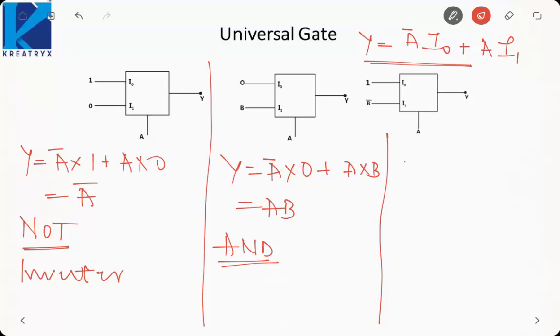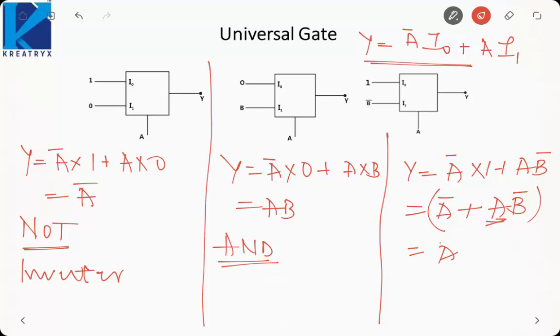Now if I implement the third one, y will be equal to A bar into 1 plus A into B bar, so it will be A bar plus A B bar. Now this A is a redundant term, so I can write it like this: A bar plus B bar, and by De Morgan's law it is equal to AB bar, which is a NAND gate. Okay, so a NAND gate can also be implemented using a 2:1 multiplexer.